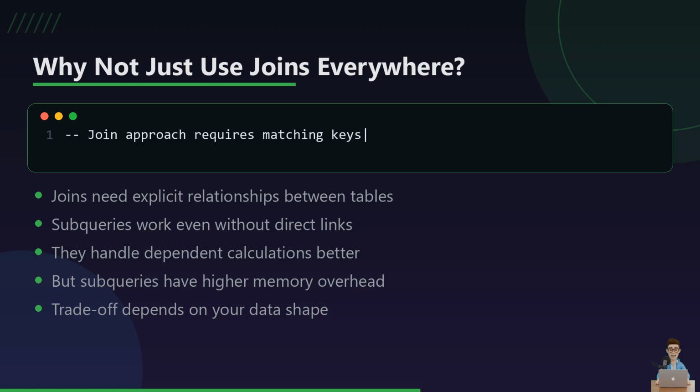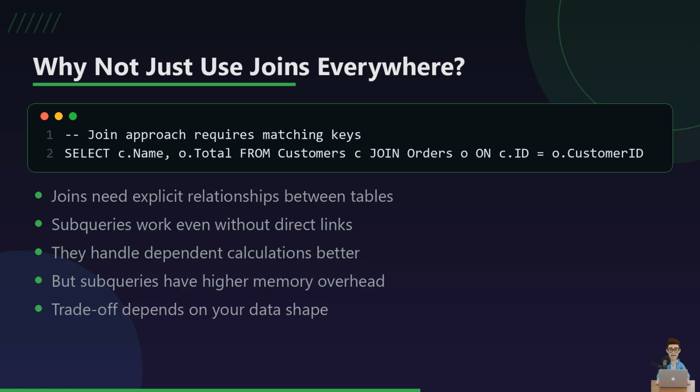Here's my honest take. Joins are great, but they fail when you need dependent logic. You can't easily say, give me sales only where the average is above X with the join alone. Subqueries solve that by calculating the threshold first. The downside is memory overhead compared to a clean join path. Use subqueries only when the relationship or logic demands it. In short, joins lack dynamic dependency handling.